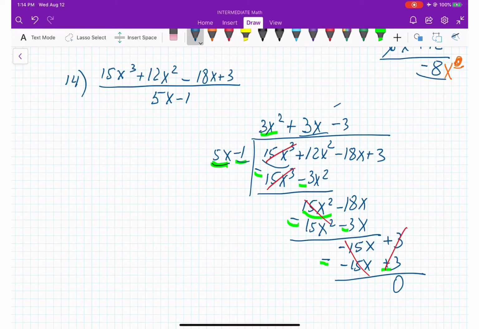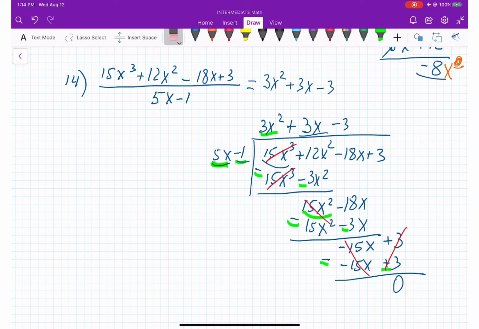So this is going to be equal to 3x squared plus 3x minus 3. And that's it. Since we don't have any remainder, we don't put any fraction left over.